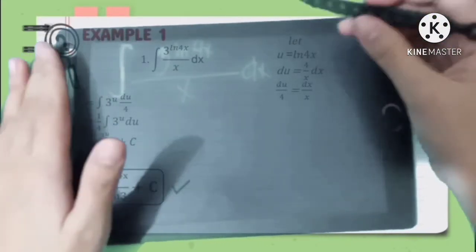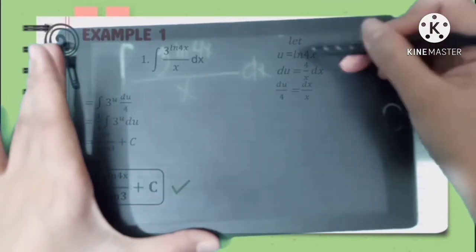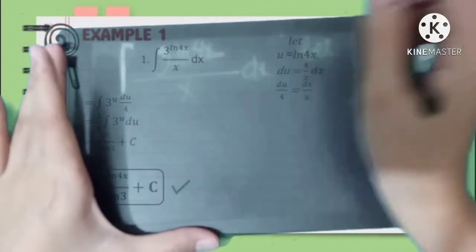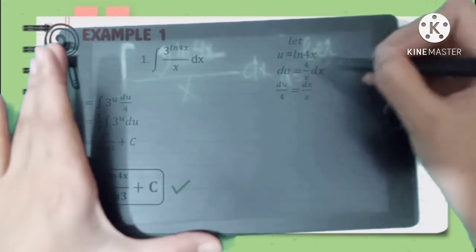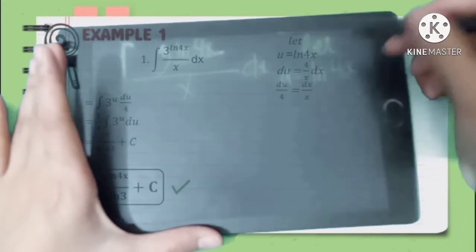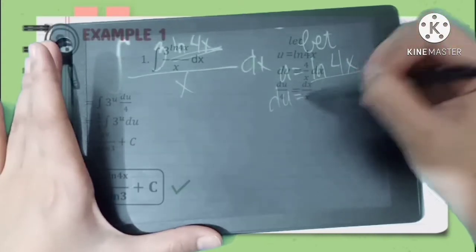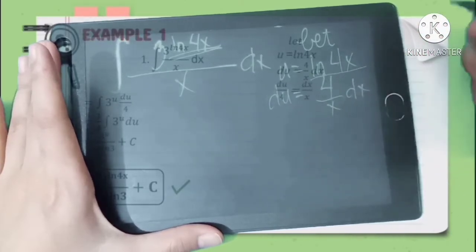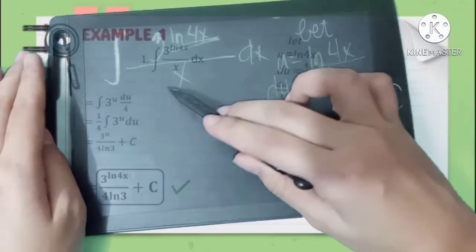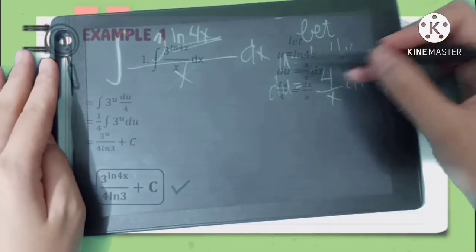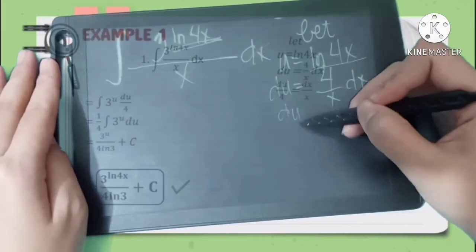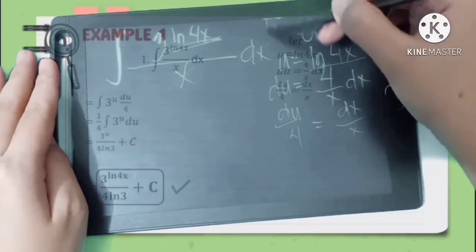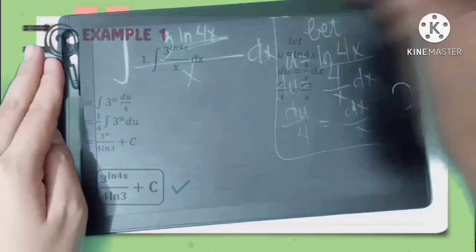So, since i-integrate natin siya using substitution rule, we have to find the u. So, ano ba yung pwede natin gamitin u dyan? So, ito diba, yung exponent ng 3. So, that would be ln 4x. So, anong derivative niya? du is equal to 4 over x, right? dx. So, since ang need lang natin i-cancel is itong x tsaka dx, pwede i-transpose natin itong 4. So, du over 4 is equal to dx over x. So, ayan. Pwede na tayo mag-substitute.